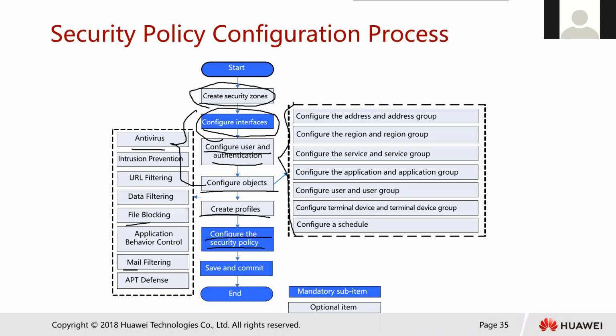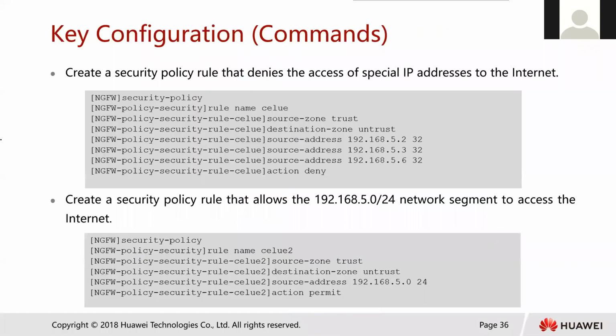So that means that if you want to create a security policy, firstly you need to create the parameters used in the security policy. If all the parameters have been configured, then you can configure the security policy. So this is the process. This is the CLI to configure the security policy, and we will check that later.